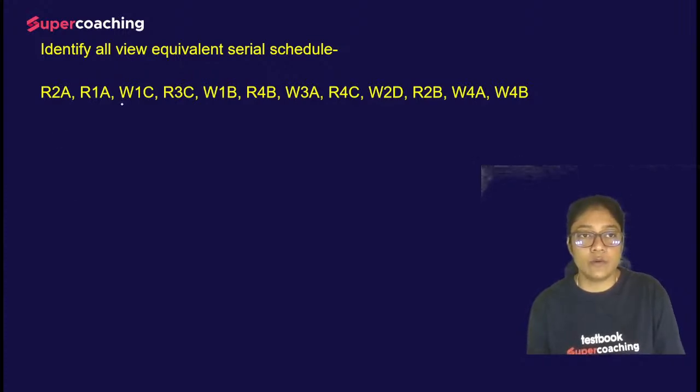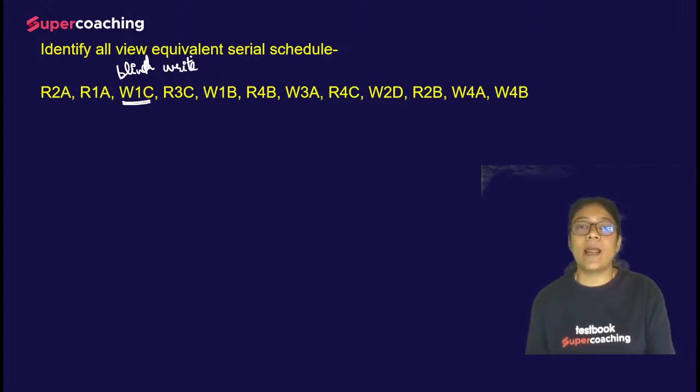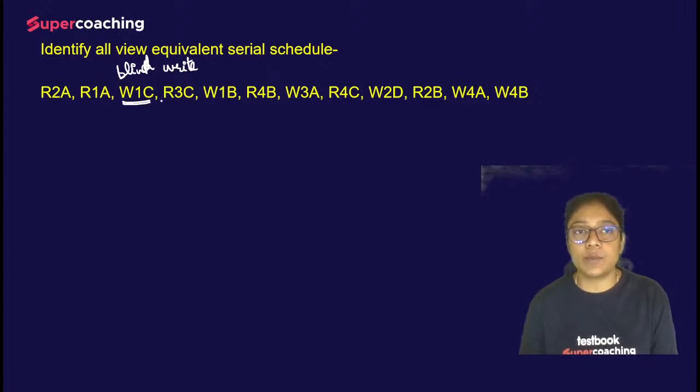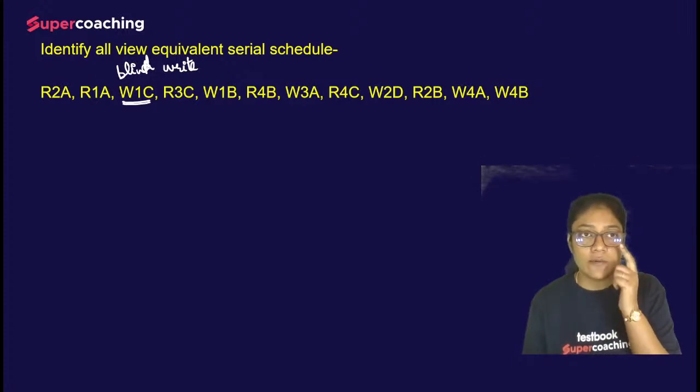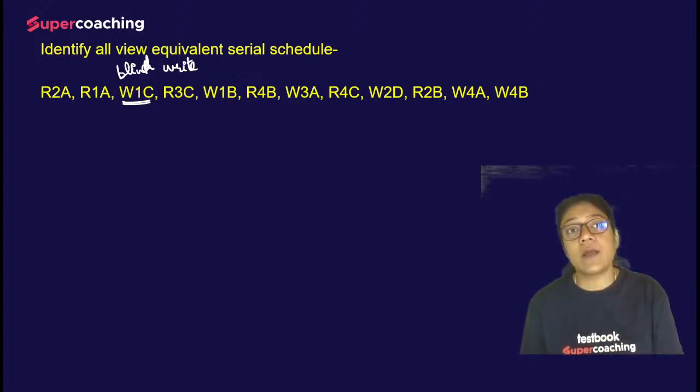So if you observe here, we have a blind write. If a blind write is there, then it may or may not be view serializable. No blind write means surely not view serializable. तो यहाँ पे आपके पास view serializable schedule हो सकता है. Second hint you are getting from the question itself. Here I have written that identify all the view equivalent serial schedules.